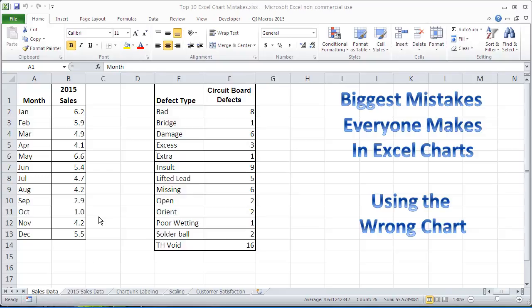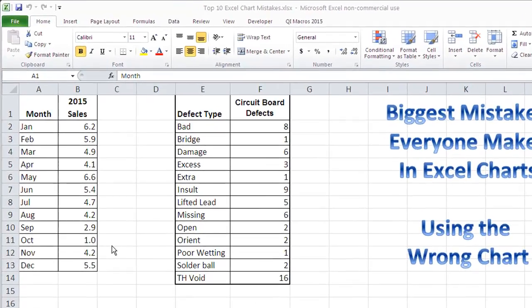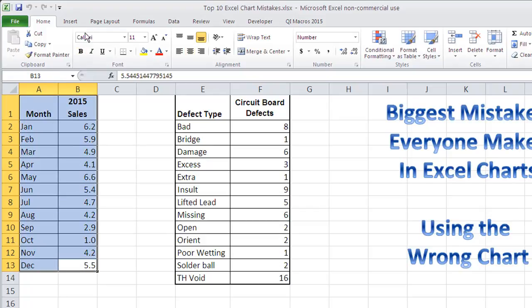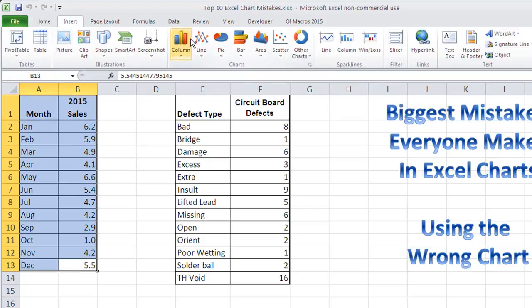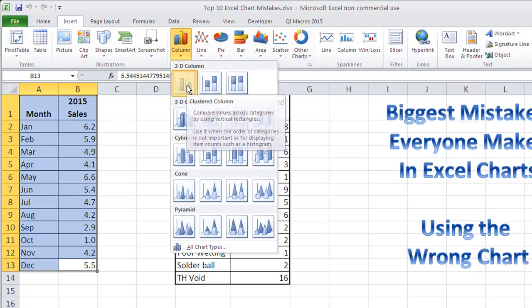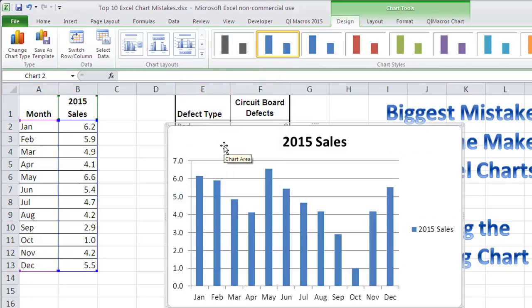Welcome to the biggest mistakes everyone makes in Excel charts. One of the most common problems is here we have some time series data, so it's month, January, February, March, April, May, June. And I find that a lot of people try and turn this into a column chart. And so here we have this column chart.